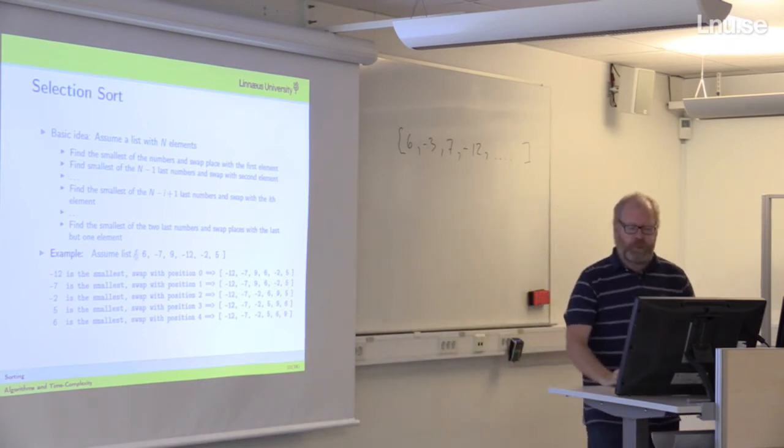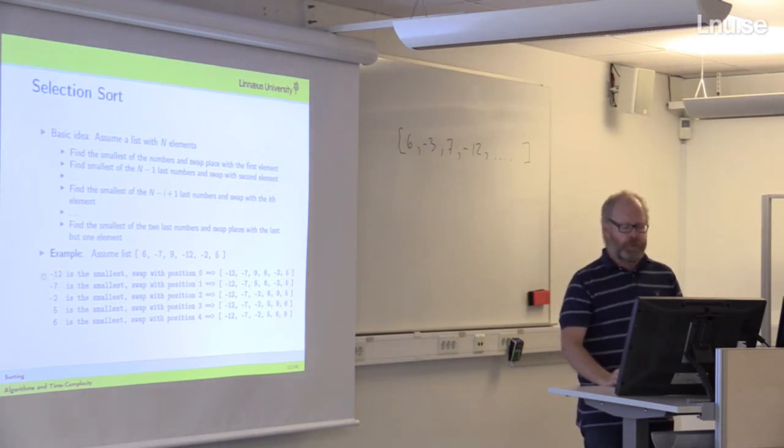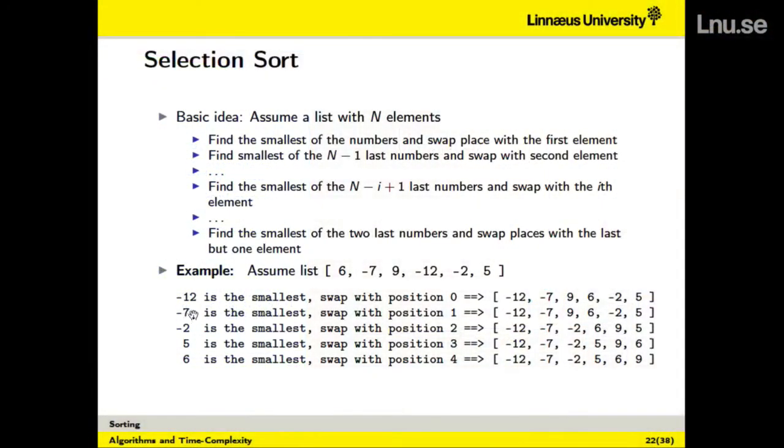So if we have this as our example, find the smallest and swap with position 0. I find the smallest, minus 12, and I swap place with position 0 like this. Find the smallest. Now I'm only looking among the remaining elements because I already have minus 12 here. Find the smallest and swap with second position. Nothing to be done. The smallest one was already in the second position. Find the smallest among the remaining 4 elements and swap with this one. It looks like this. Simple.